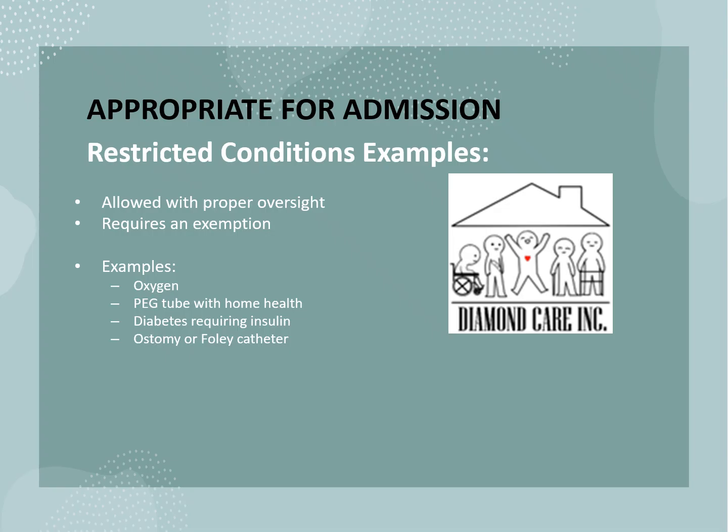PEG tube with home health. This is something that the Department of Social Services must approve, and they may come back with a condition of the exception, just like with the Foley catheter. They may say it needs to be removed within 6 months. Diabetes requiring insulin: Diamond Care is not able to admit any resident who requires diabetes medication in a vial, or medication in a pen that the resident cannot self-inject.